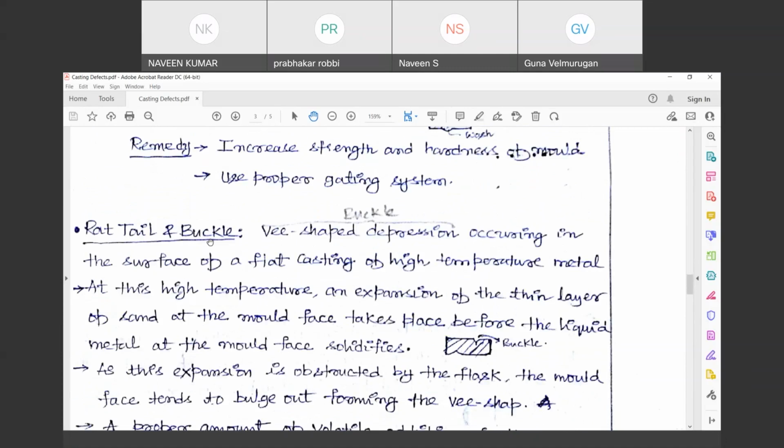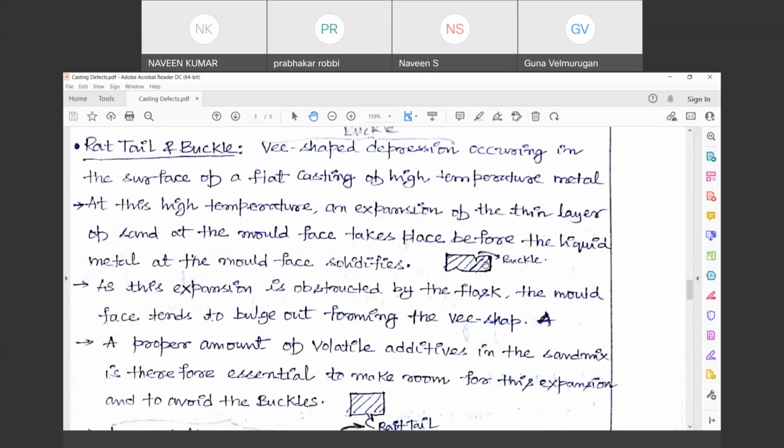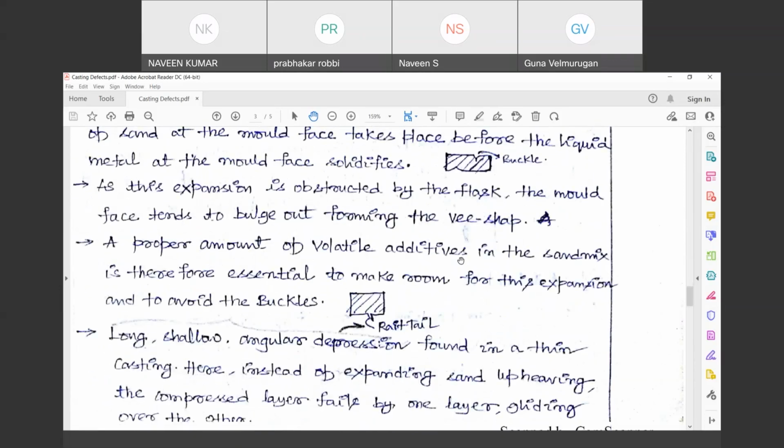Okay. And next is rat tail and buckle. These are also because you know that if you're pouring liquid metal into your mold cavity, at high temperature, the molding sand which is in contact with the liquid metal will try to expand. The silica will try to expand, but it can't expand. Why? Because you have some restrictions on top and bottom, and left and right. Because of the restrictions, the molding sand will curl into this shape because there is no room for expansion. Maybe it will curl like this. This is called buckle. And this is called rat tail. So rat tail and buckle happen because of that.